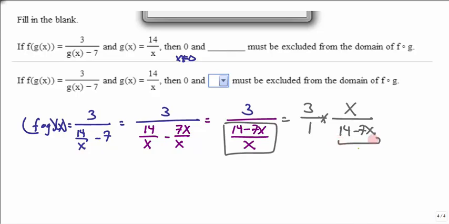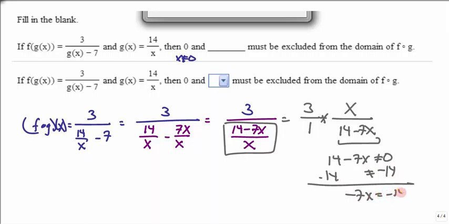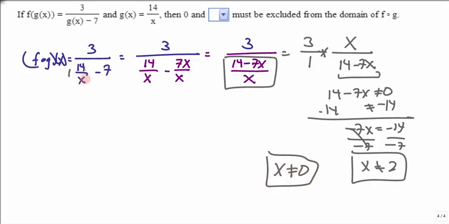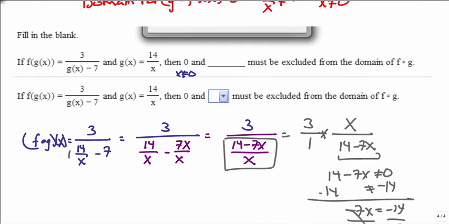So now I take this piece, 14 minus 7x, and I say that cannot equal 0. So subtract 14 from both sides. Divide both sides through by -7. And I can see x cannot equal 2. So there's another restriction. So I have x cannot equal 0, and that's from here, and then I have x cannot equal 2 after I go through and simplify this layered fraction into the denominator.